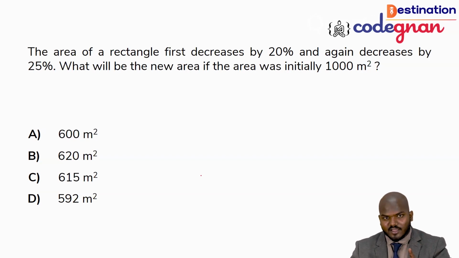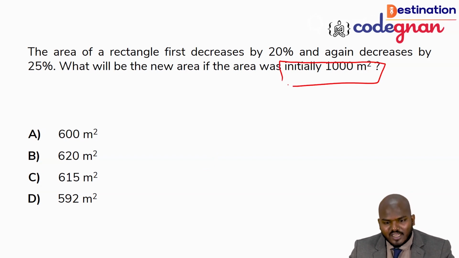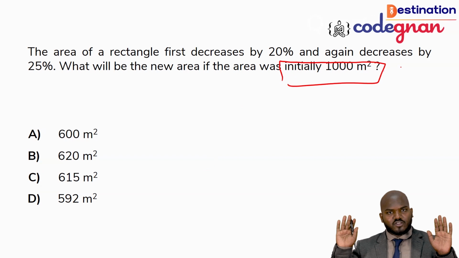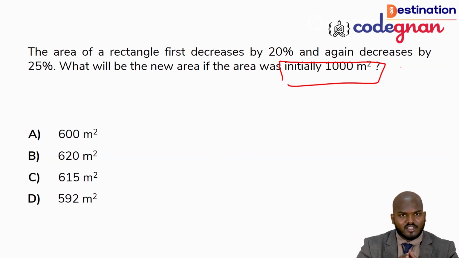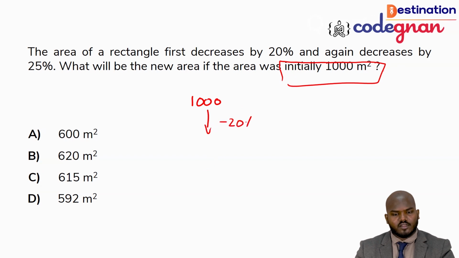So guys, in every question before, you allotted the initial value as 100, but here they are clearly mentioning that initially there is 1000 meters square. So you don't need to calculate anything. They are directly giving the initial value as 1000. First it is decreasing by 20%. So 20% of 1000 is 200. Then 1000 minus 200 is what?